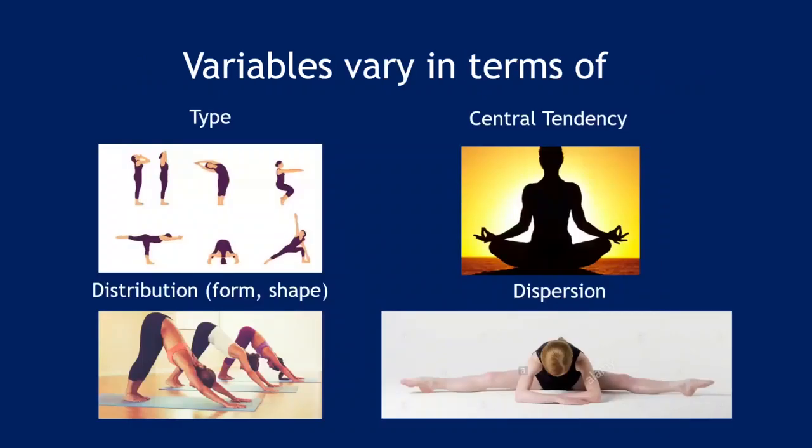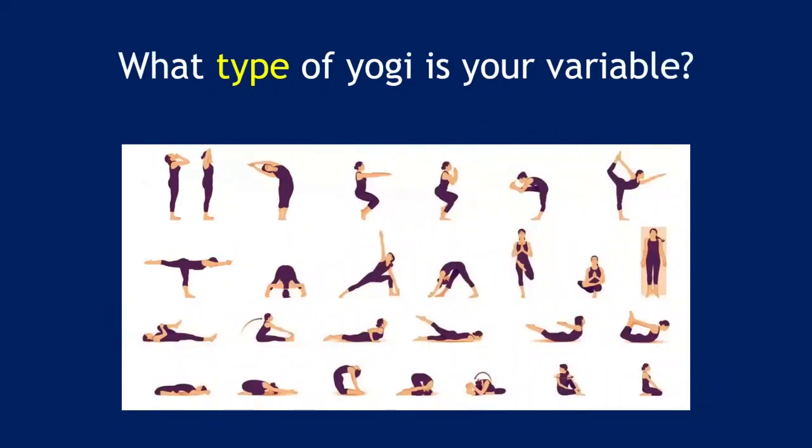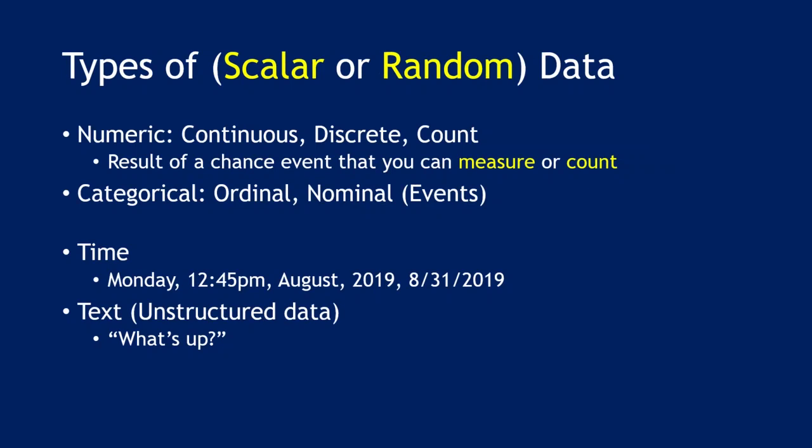Usually we describe variables in terms of their data type, central tendency, distribution, which is form and shape, and dispersion. Today we'll focus on type. In our next lecture, we'll talk about the other three. So what type of yogi is your variable? There are many different types of yoga, but there are also many different types of variables, and we will talk about four different types. The course focuses on two, numeric and categorical. We'll spend some time talking about time variables as well.